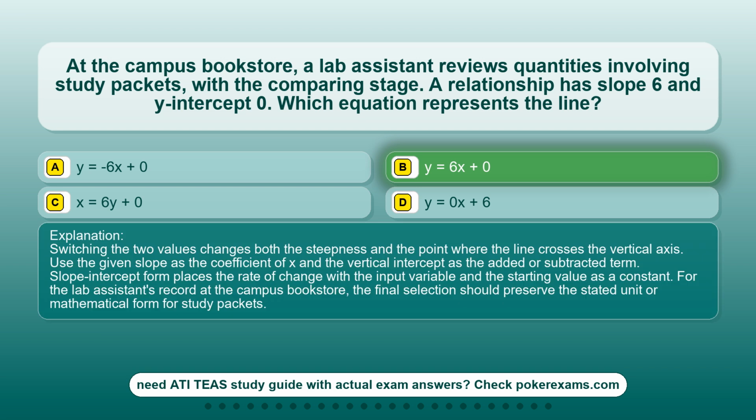Switching the two values changes both the steepness and the point where the line crosses the vertical axis. Use the given slope as the coefficient of x and the vertical intercept as the added or subtracted term. Slope-intercept form places the rate of change with the input variable and the starting value as a constant. For the lab assistant's record at the campus bookstore, the final selection should preserve the stated unit or mathematical form for study packets.